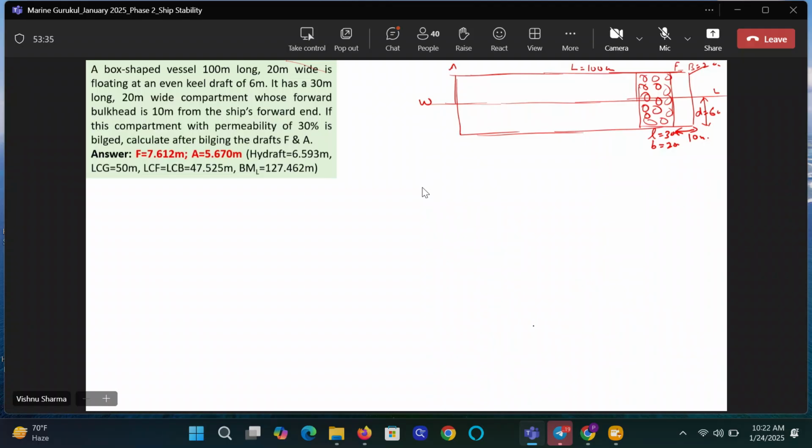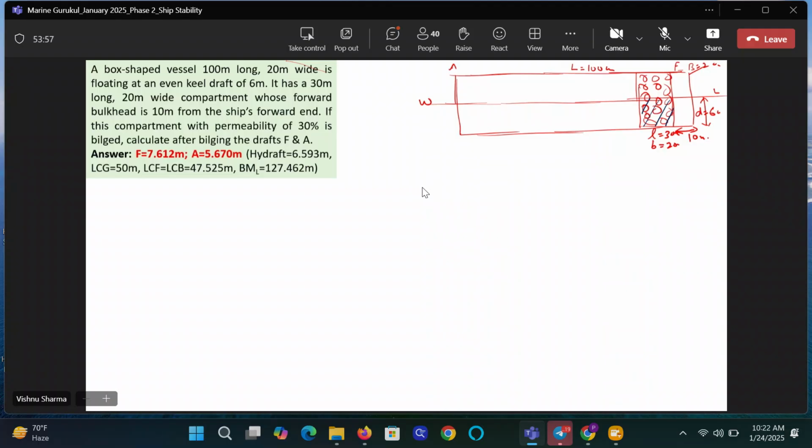Now, in this diagram, when the compartment gets bilged, can you please shade the lost buoyancy? Please shade the lost buoyancy. I'm sure you would have done this. Yes or no? Correct? Correct, sir. Now, this will cause the vessel to sink.